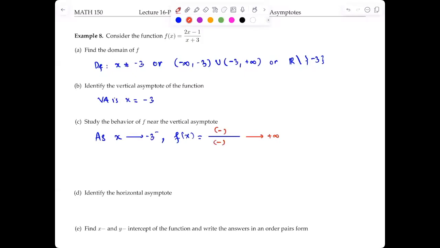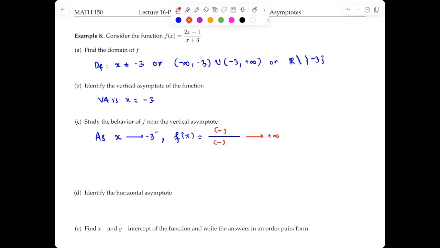Now we follow the same analysis in the case when x approaches -3 from the right. On the right of -3, you have -2.99, -2.999, and so on and so forth. You substitute that into the numerator. What do you get? Do you have a negative number or a positive number?